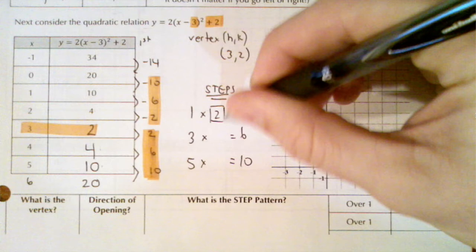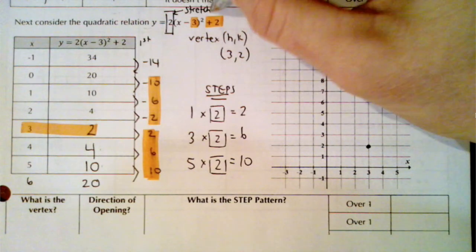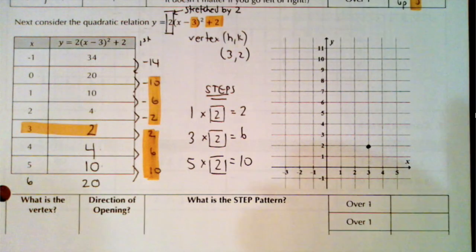The reason the steps are bigger is because our equation was stretched by 2. So that means those steps that would take us from point to point on the parabola aren't going to be 1, 3, 5. If it's stretched by 2, it's going to be 2 times bigger. And that's where our new steps come from. So we graph the vertex and then we use our new steps. Our new steps are 2, 6, 10.